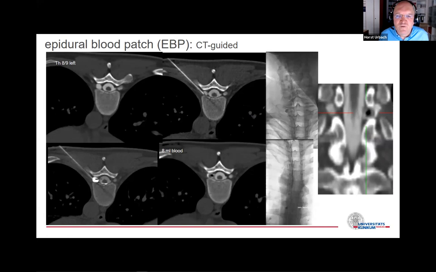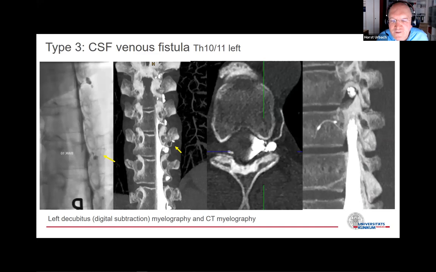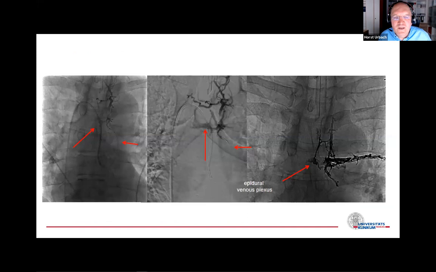And this is the next step, the CSF venous fistula. I told you before, it's not so easy to find them. How should we treat them? The usual step would be just to ligate these nerve roots and the paraspinal vein. But there's now a new strategy to go via a transvenous approach through the azygos vein. Here's the accessory hemiazygos vein into that radicular veins and to fill it up with Onyx.